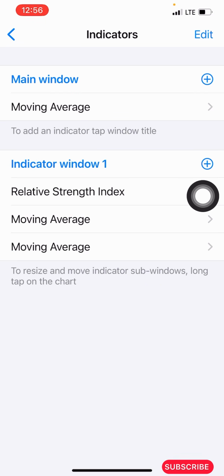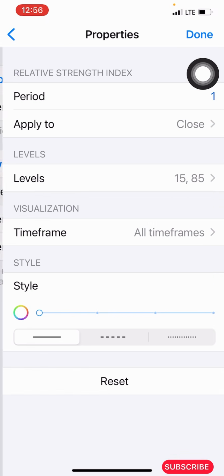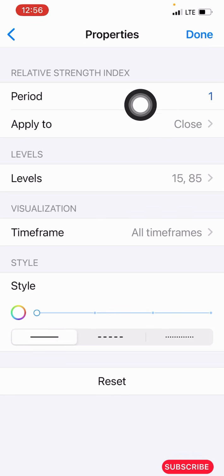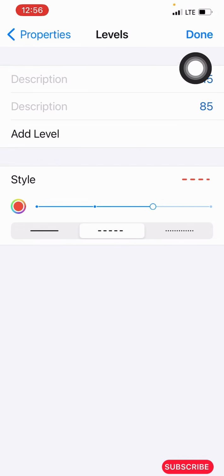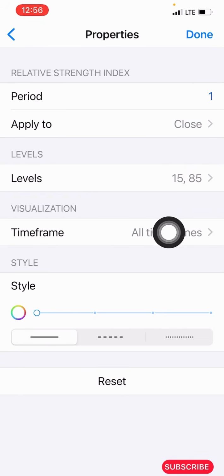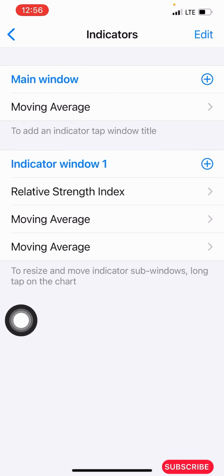Now the next indicator we have here is the relative strength index, which we are going to be using for our levels. So you are going to be clicking on this plus icon again. You search for your relative strength index. Now for the properties, you make the period 1, apply to is close. All right, the level you make it 15 and 85, the style color red, 3 pixel, you click on done. Time frame all time frame. Now the style here you make it the color of your background, 1 pixel, and you click on done.